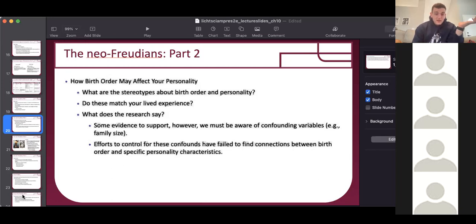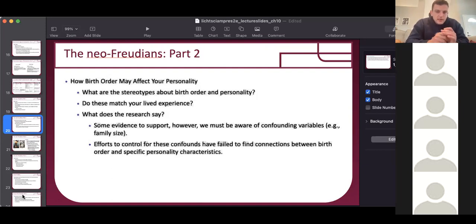And then you have your middle child who's forgotten about because they're in between these two very strong personalities, and a lot of times they turn into a bit of a rebel because they have to do extravagant things to get the attention away from the oldest sibling or the youngest sibling. So again, these are all largely stereotypes. But what does the research say?